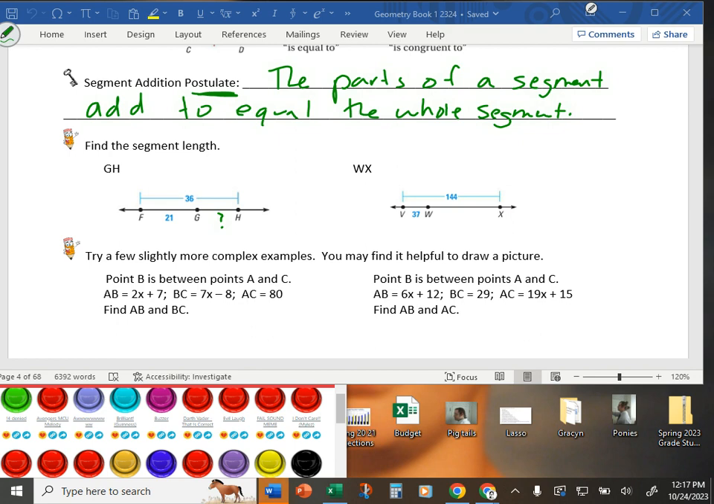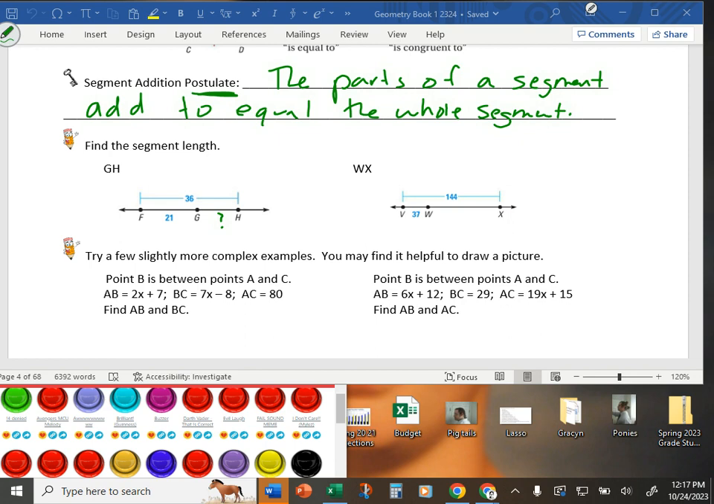Chase has the floor. 15. And how'd you get that? Because 36 minus 21 equals 15. Right. We know that because of the segment addition postulate, these two parts, FG and GH, have to add to equal the whole thing, FH, which is 36.